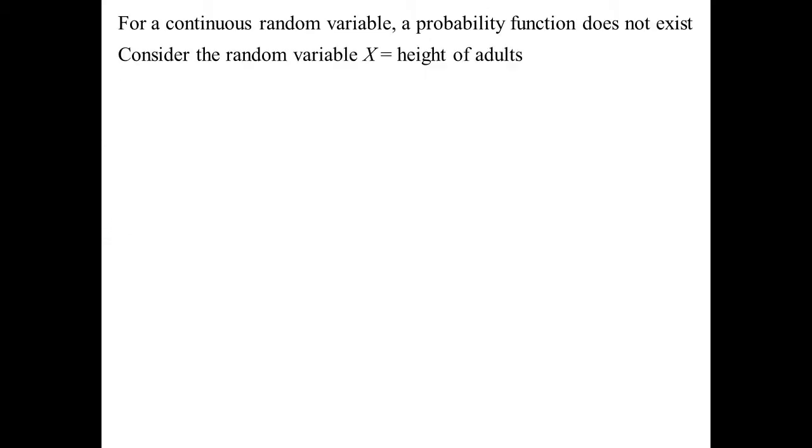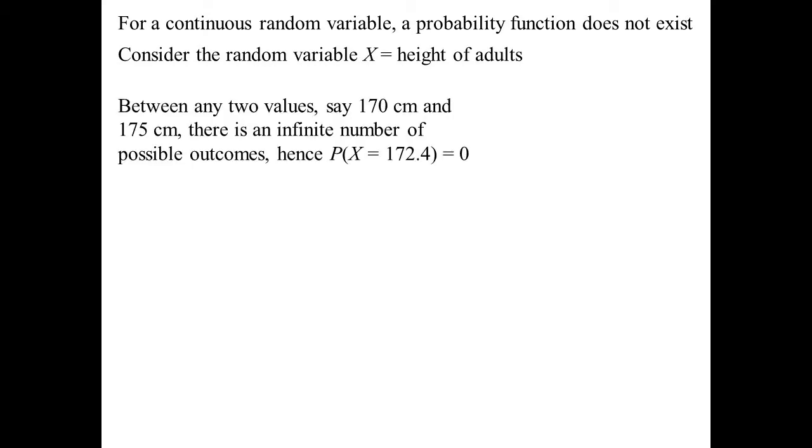Okay, now the thing is, for a continuous random variable, the probability function doesn't exist. So let's think of a continuous one, the height of adults. Between any two values, in the example I've got here, 170 centimetres and 175 centimetres, there's an infinite number of possibilities, because you can always keep dividing the measurement down to smaller and smaller units. So theoretically, there's an infinite number. Thus, for any particular discrete value, say 172.4, the probability would be 0.